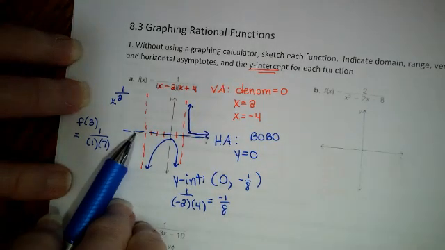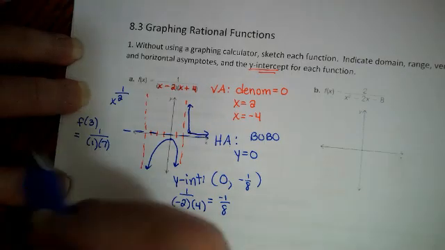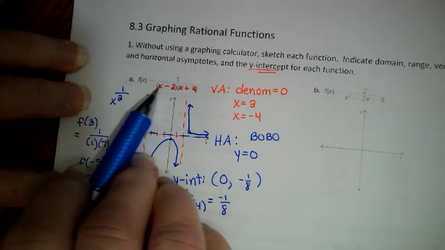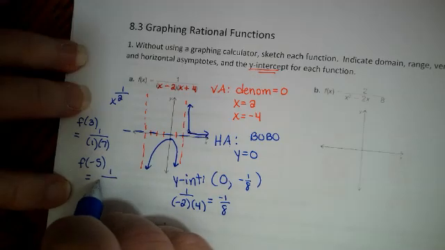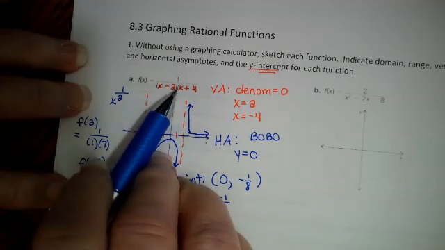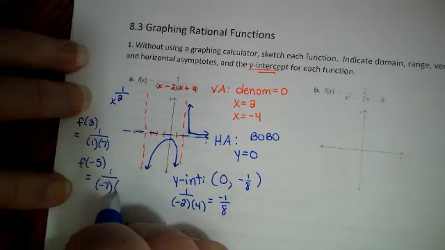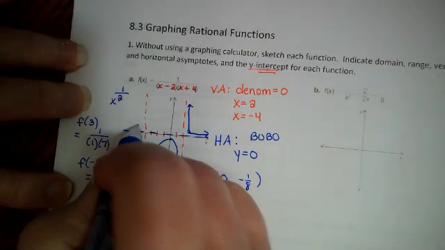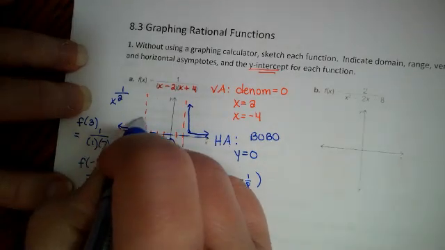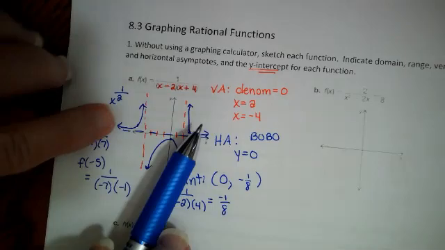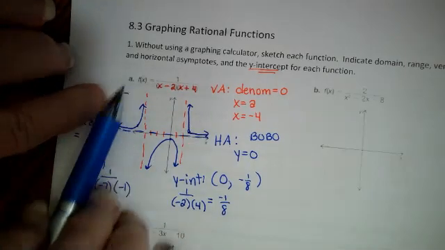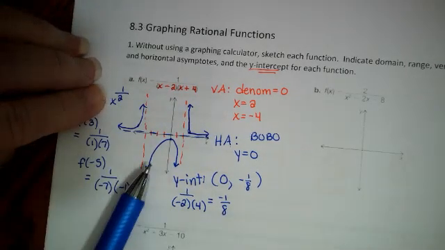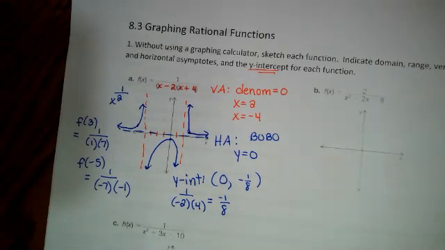Let's try the left side. What was this? Negative 4? Let's try negative 5. I'll plug that in. Negative 5 minus 2 is negative 7. And negative 5 plus 4 is negative 1. So again, 1/7. So the outer 2 branches look like an even rational function, but because it's got all this other stuff going on, there's my center section.